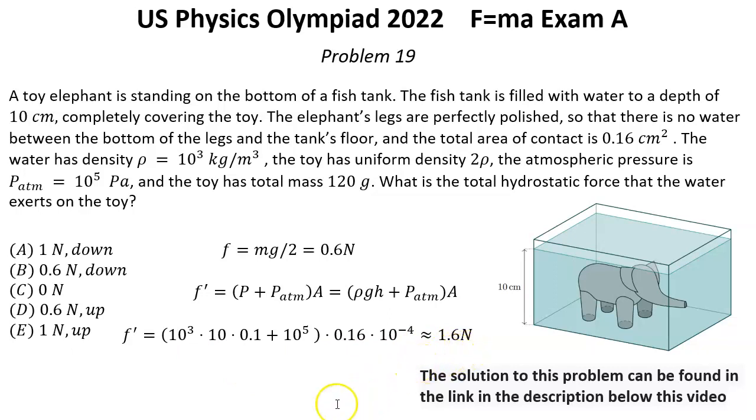And now we can count what is the total force. That will be F minus F′, which is negative 1 newton. It means that this force is 1 newton down. This is answer A, and that was the solution for problem number 19.